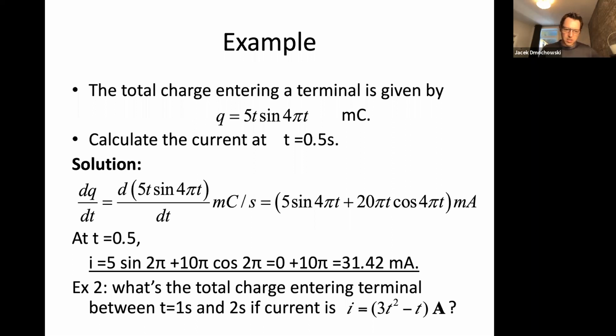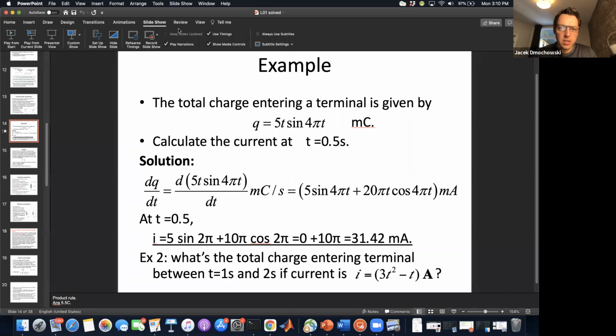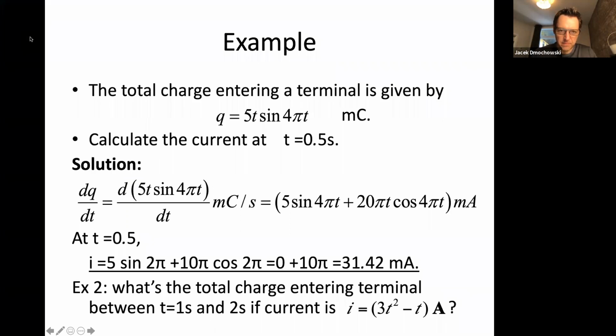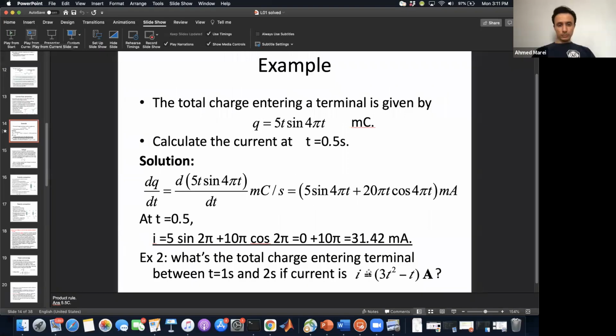Let me just make sure. Give me a second. It seems like the slide that has this solution is missing from my slide deck, which is very strange. Very weird. So maybe what I'll do is just annotate this. I'm going to need to find a better solution.